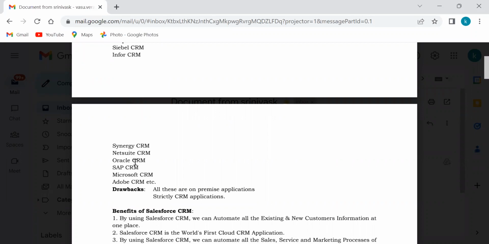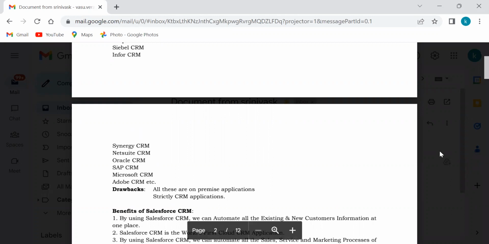We need not install any software on our local system. Whether you are using a laptop or desktop, you need not install any software on your local system. If you have a browser and internet, you can have access to your Salesforce CRM application. That is the advantage, or benefit, of Salesforce CRM, and that is why most of them are looking towards Salesforce CRM in spite of having so many CRM applications from many years in the IT industry.